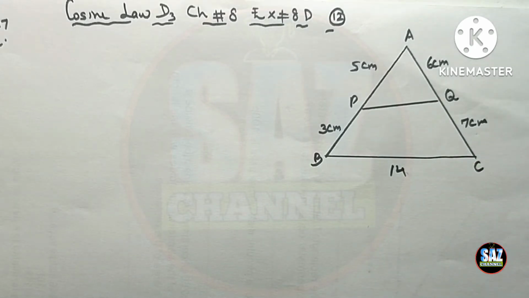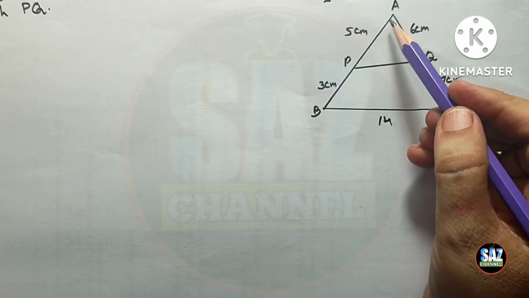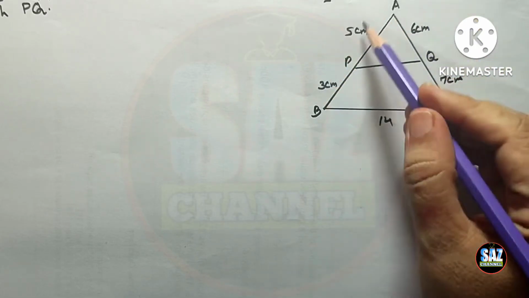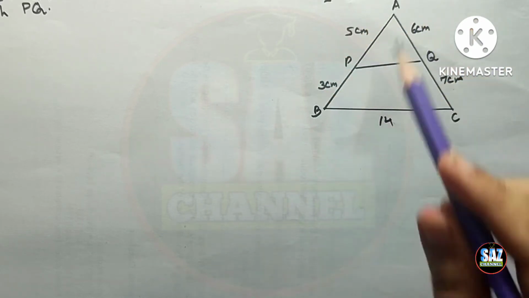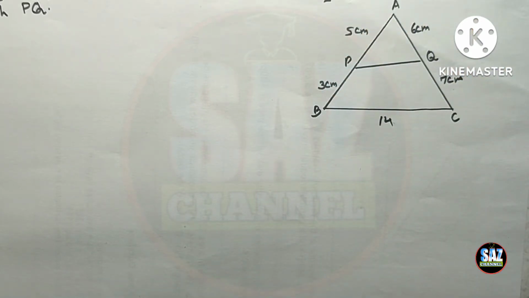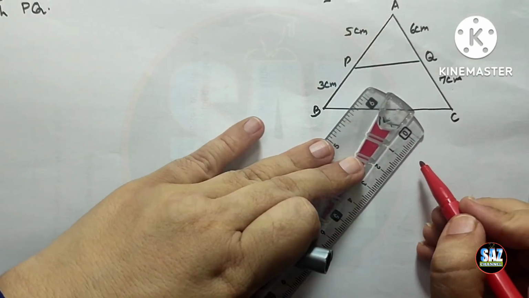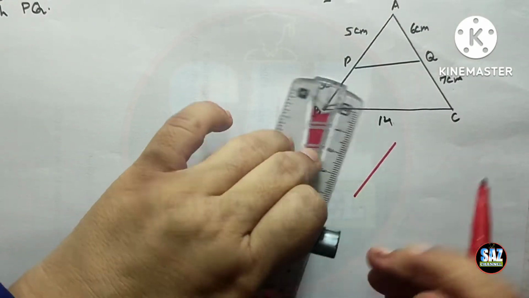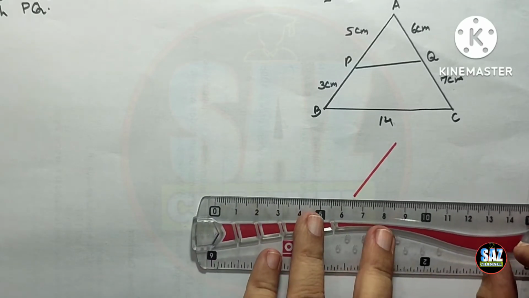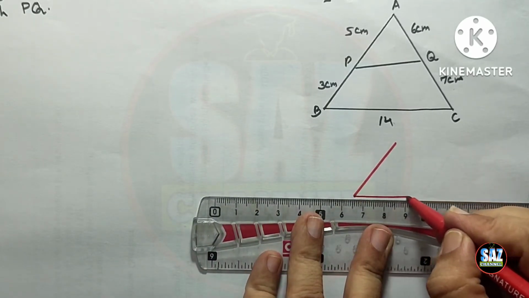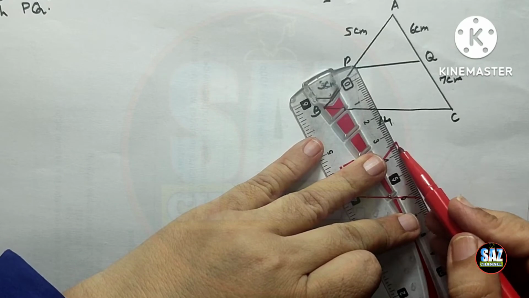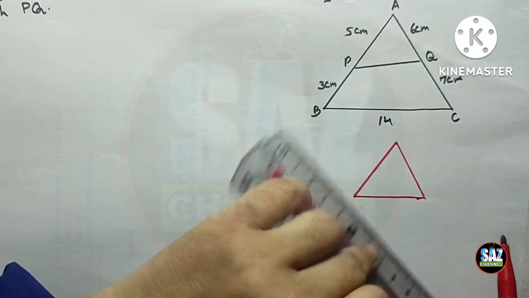Okay, now first let's discuss the diagram here. If we look at the outer big triangle, we are given all three lengths of that triangle. Let me draw the figure at this place. There are two triangles with us. One is the outer big triangle, which is ACB, and one is the inner small triangle.